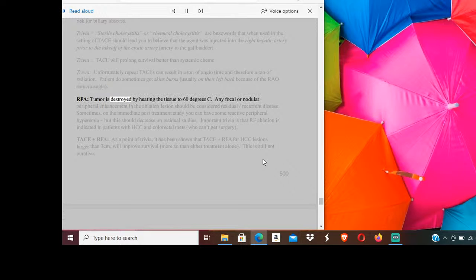RFA: the tumor is destroyed by heating the tissue to 60 degrees Celsius. Any focal or nodular peripheral enhancement in the ablation lesion should be considered residual or recurrent disease.